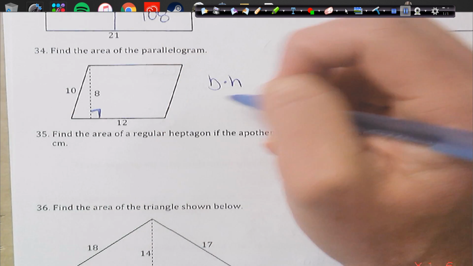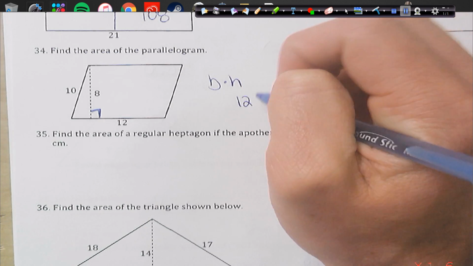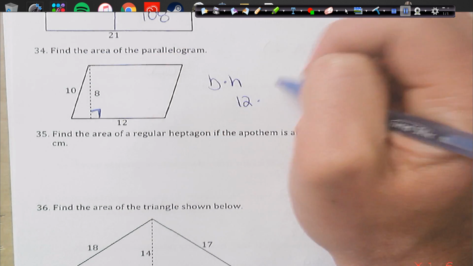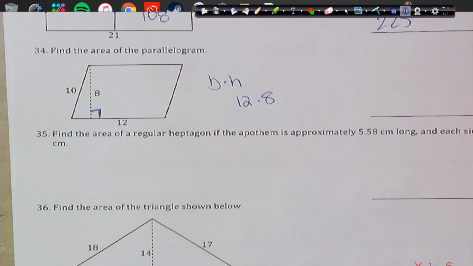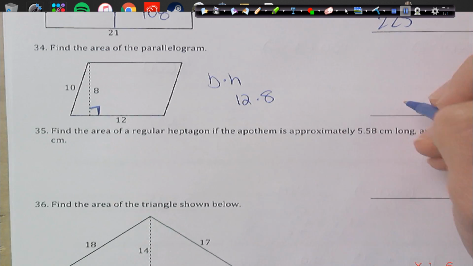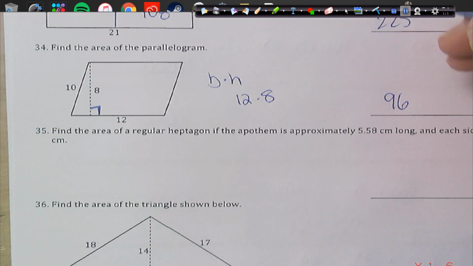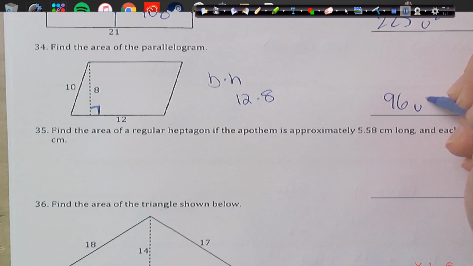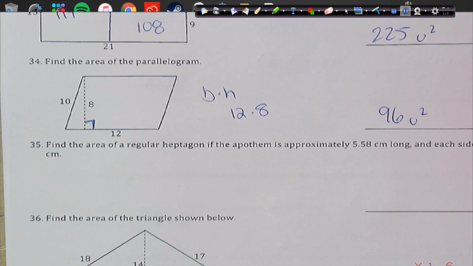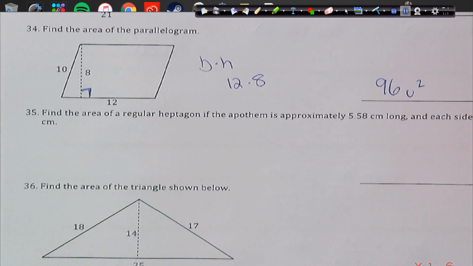So here's our base of 12. Oops, I put that in the wrong spot. And our height is 8, so b and h. There we go. 12 times 8, and we get 96. Again, we're talking about areas, so I should be putting on square units.